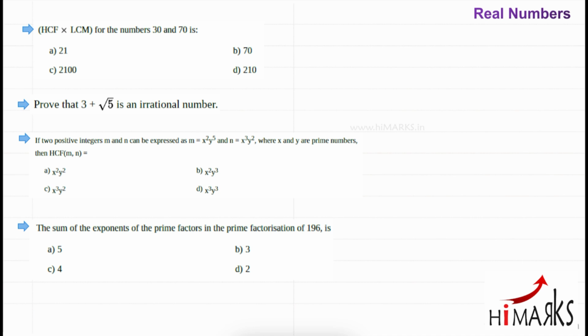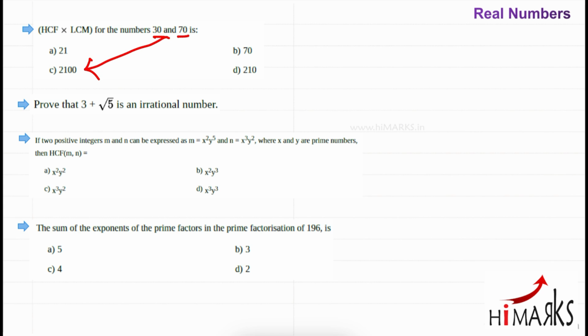Let us solve a few questions from the past question papers. You know already that HCF and LCM product will be the product of the numbers, so this product will also be 3 into 70. So this will be the answer.